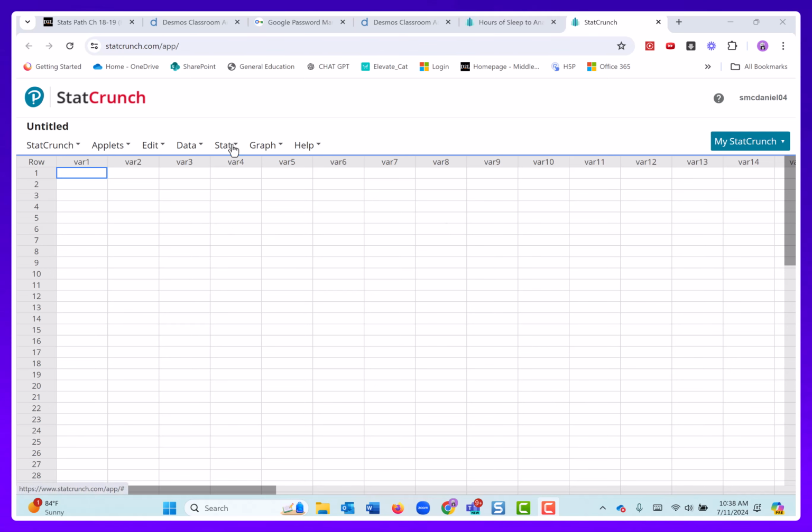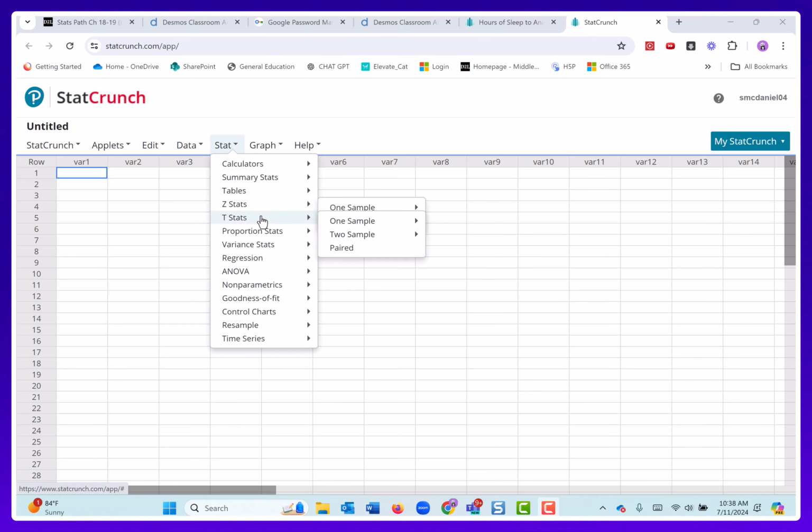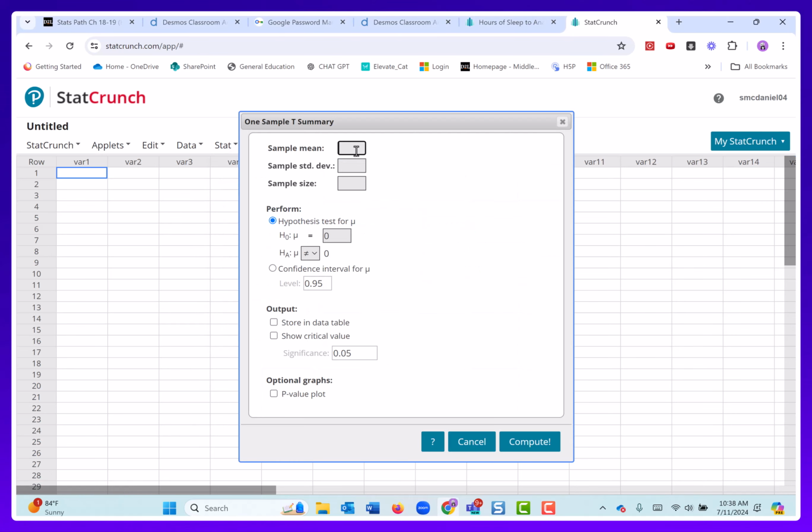Okay, in StatCrunch, we're going to go to Stat. It's a t-stat. We always use the t-stat for means, and we have one sample, and we do not have the raw data, we just have the summary data. So our sample mean was 46.4. Sample standard deviation was 18.8. And the sample size was 75. And then we just fill this in. We're comparing this to the population mean of 51, and don't forget to change this.